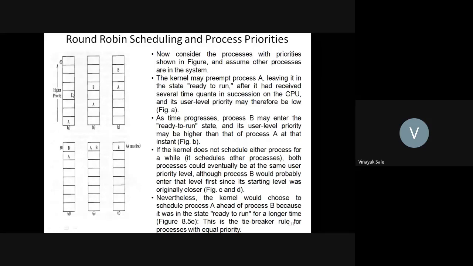If the kernel does not schedule either process for a while, both processes could eventually be at the same user priority level, although process B would probably enter the level first since its starting level was originally closer to process C and process D. So after some time both processes reach the same level, but the highest priority for execution is process A. So process A executes first, then process B executes.